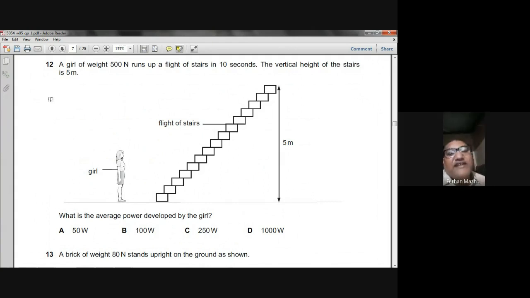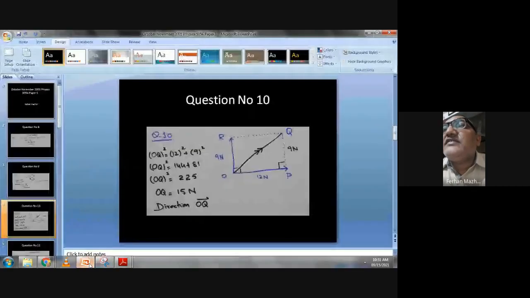The power is equal to work done divided by time. And when you go upward, the useful work done is equal to the weight multiplied by vertical height. If you divide it by the time taken, you will find the power developed. Okay, let me show you. I have done this also.